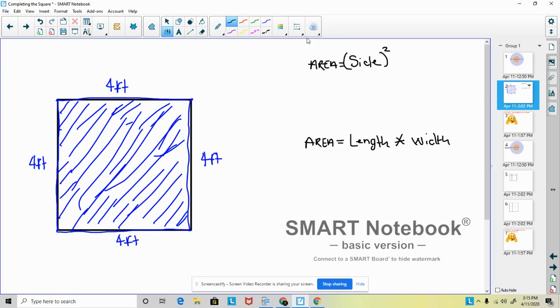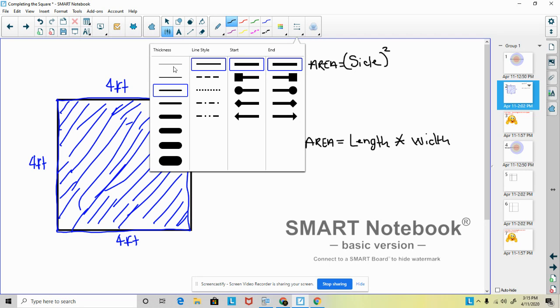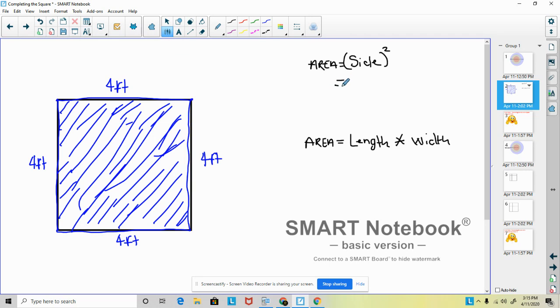To find how much space I actually have to play with, because this is a square, I'm going to use this formula here. Area is equal to side squared. My side length is 4, and then I square that 4. So you get 4 squared, which is equal to 16, because that's like saying 4 times 4.